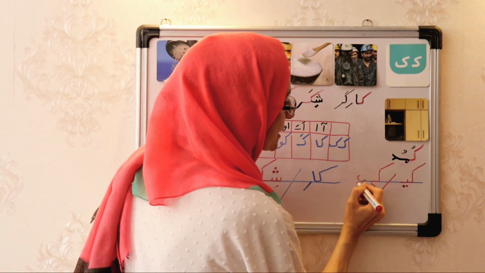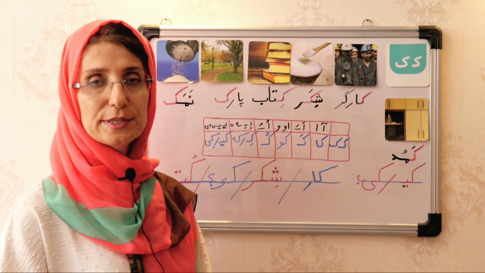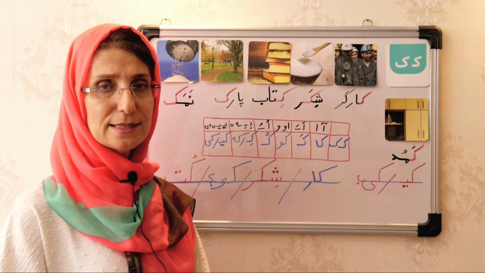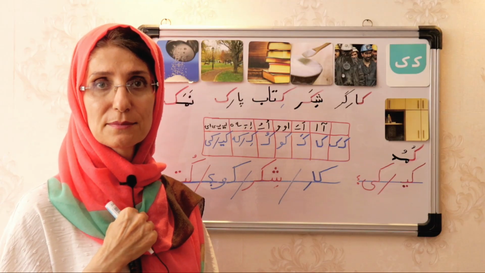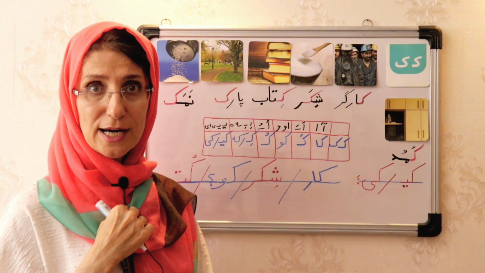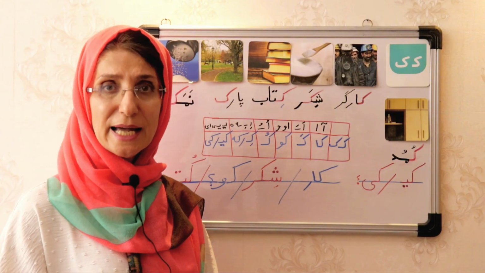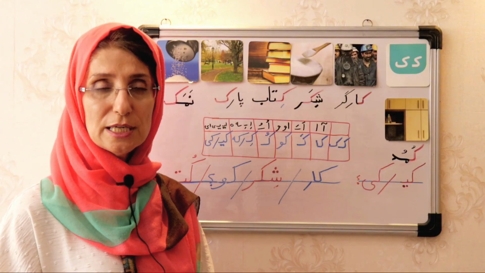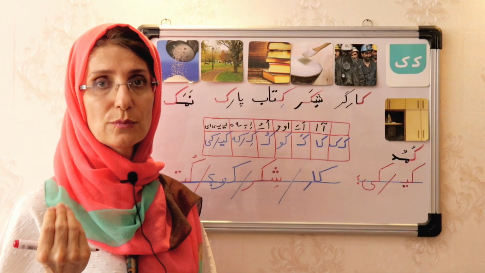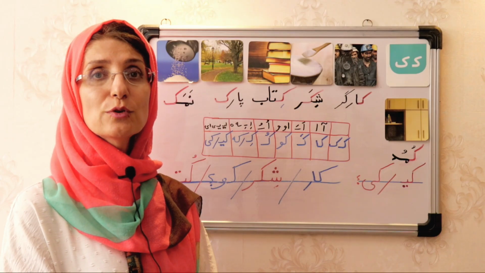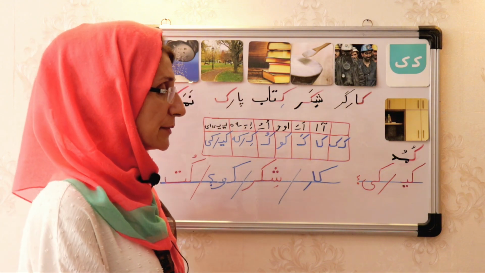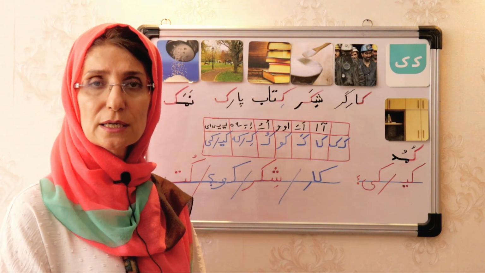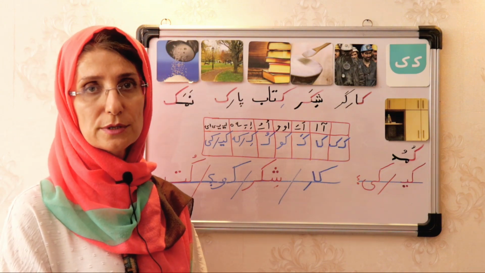Key, another question word, for instance, شما کی هستید؟ Who are you? And you say, من مهتاب هستم. من آنا هستم. من علی هستم. Ki means who. You come home and your mom says a friend of yours called. You say, ki. You mean who called.